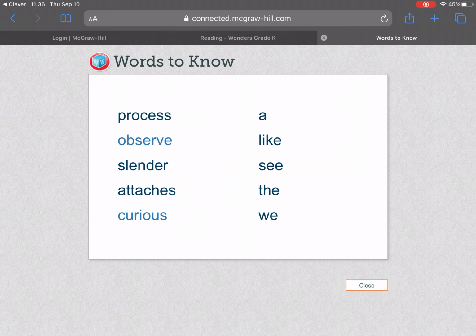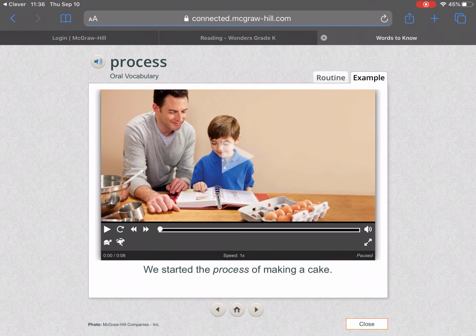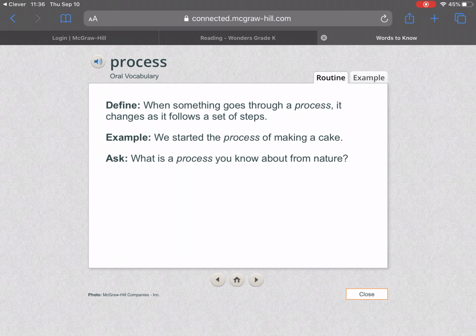And today we're going to start with the word process. Can you say process? Process. So when something goes through a process, it changes as it follows a set of steps. So for process, we're going to do the same thing we do for sequencing. Remember when we just put our hands and we go 1, 2, 3, right? And we just move our hands in order, like there's 3 steps. A process is kind of like following a sequence. You have to do the things in order.